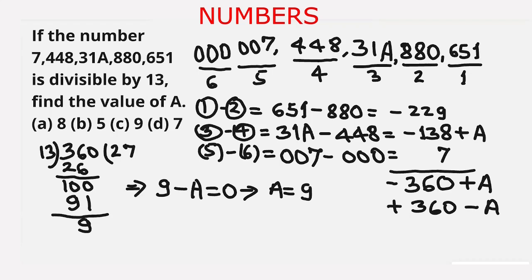This is the way we can find the value of a by using this method of subtracting, making the digits in the set of 3 pairs. I hope you have understood the method of solving such type of question. And from the given options, our answer is option C, 9. We go to the next question.